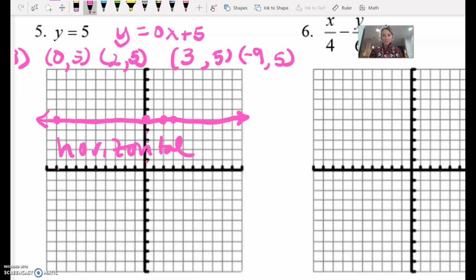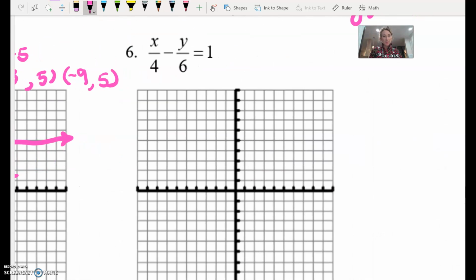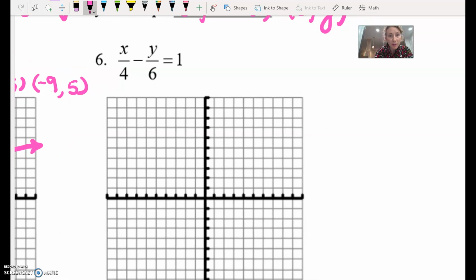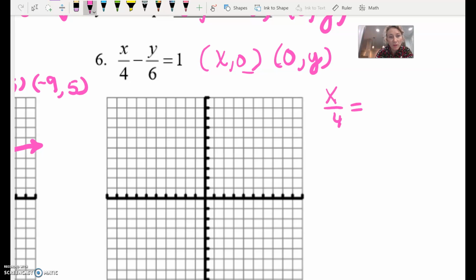Those are the same. Now number 6 is crazy. Let me find the x and y intercepts. Let's just try it. So I'm going to plug in to find the x-intercept. It's x, 0, and then 0, y. So I'm going to plug in y equals 0. So I'm going to have x divided by 4 is equal to 1, because it was 0 divided by 6. So x divided by 4, the opposite of divide by 4 is times by 4. So let's times by 4 on both sides. So in this case, x is equal to 4, which is the ordered pair 4, 0.